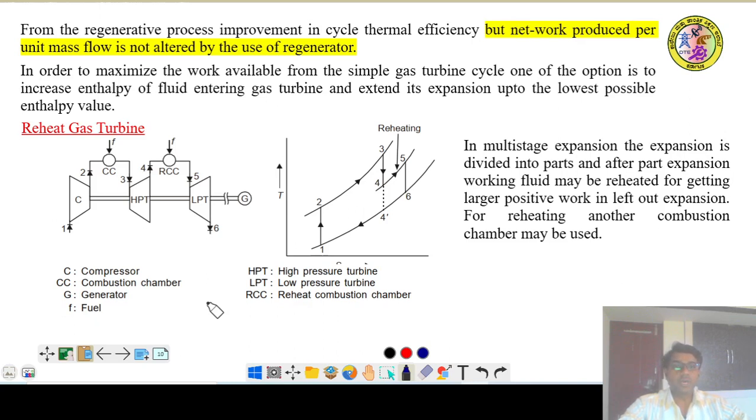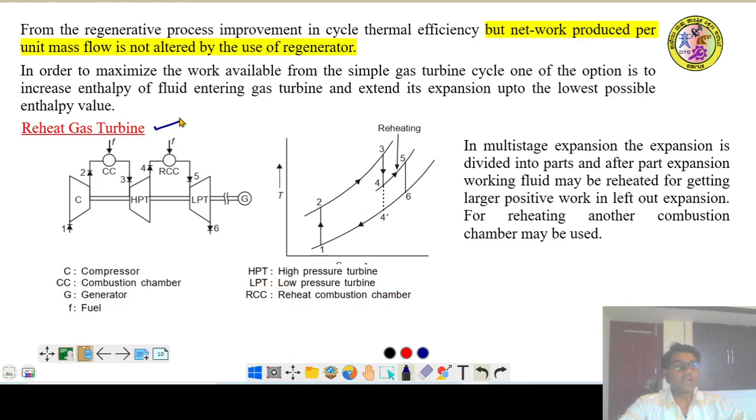How to do that? To do that, I am going to use the reheat gas turbine. In the reheat gas turbine, I am going to expand the air stream in two parts. Part one is a high pressure turbine, another one is a low pressure turbine.